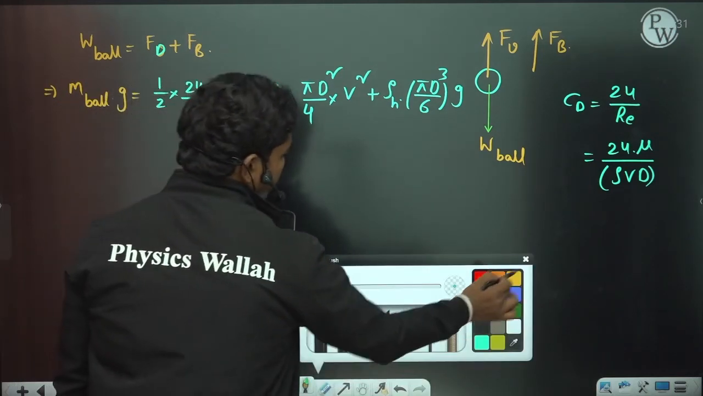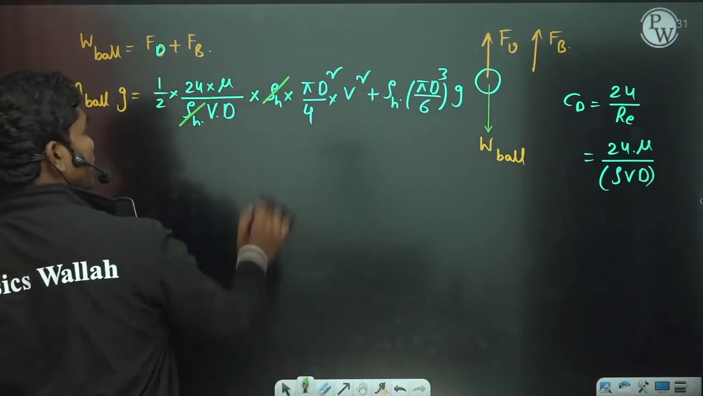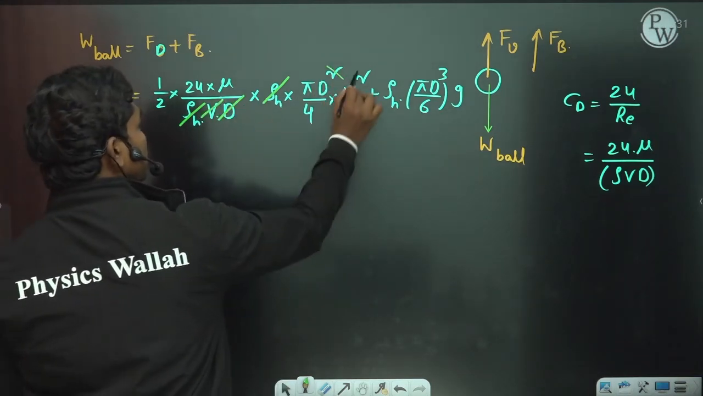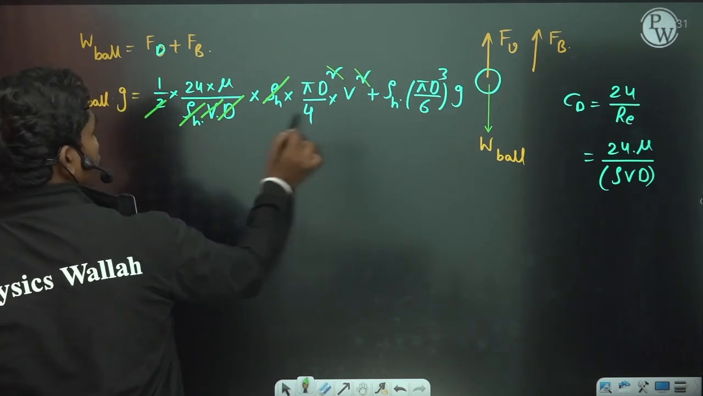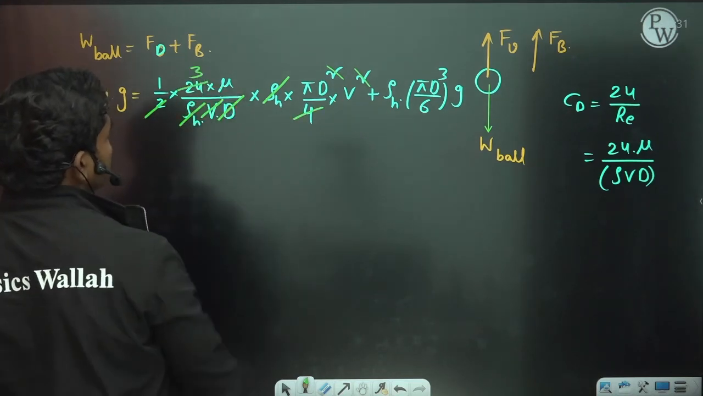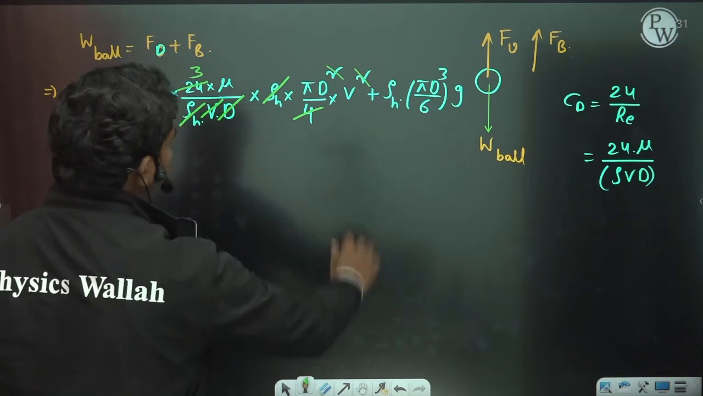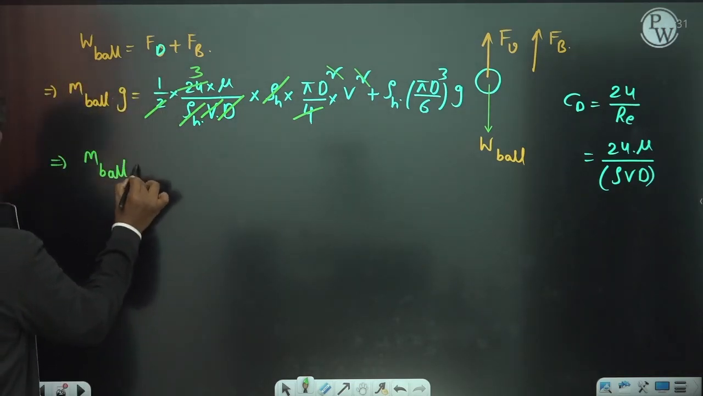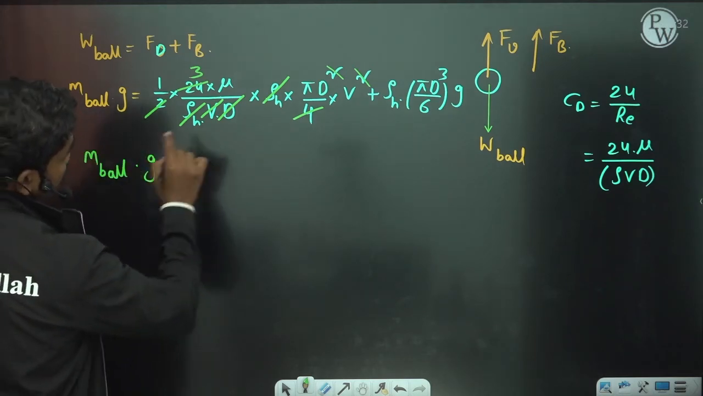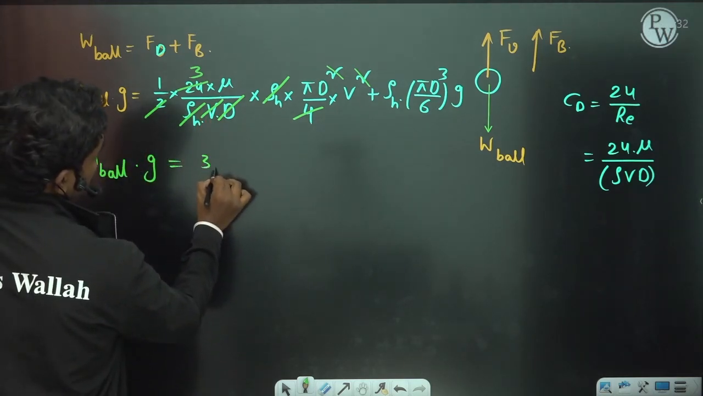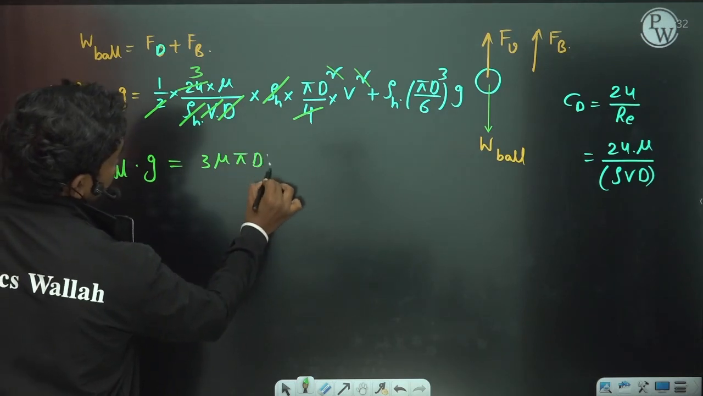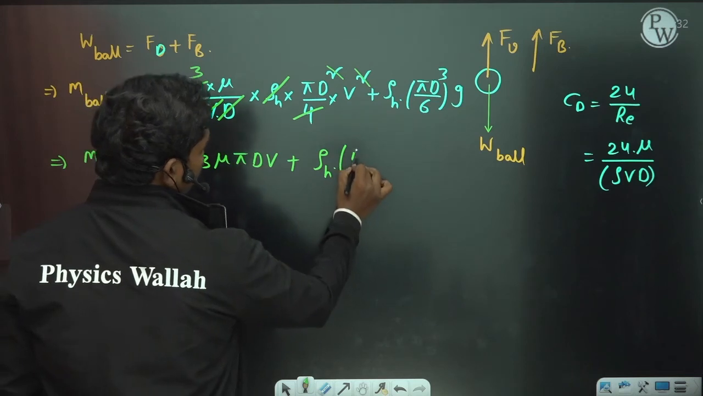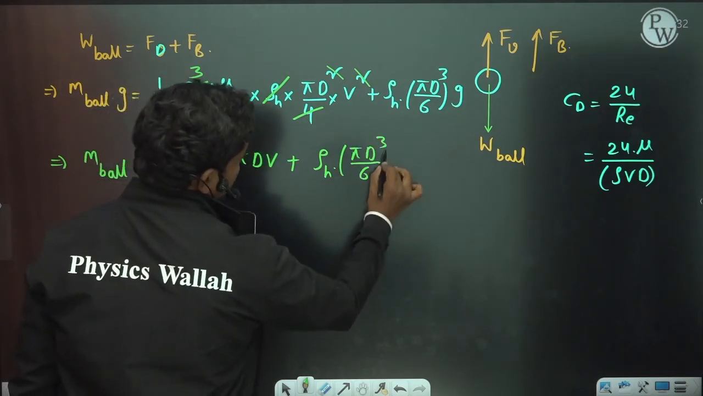Now let us simplify the common terms. Density of honey and density of honey get cancelled. The diameter can be cancelled one time, and the velocity can be cancelled one time. Then 2 fours are 8, so this is 3 here. So mass of the ball times gravity is equal to 3 mu pi dv plus density of honey times pi d cubed by 6 times gravity.